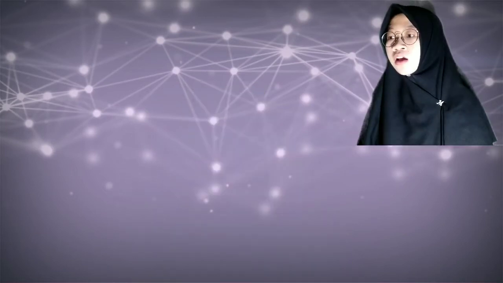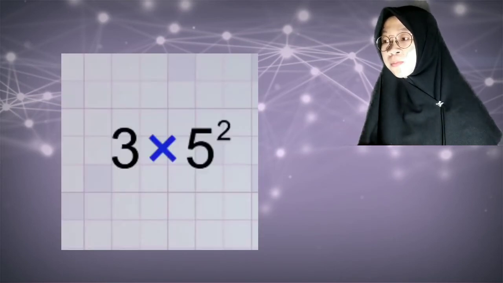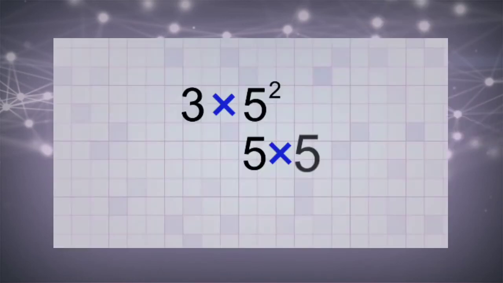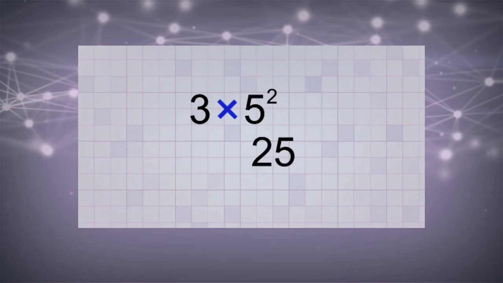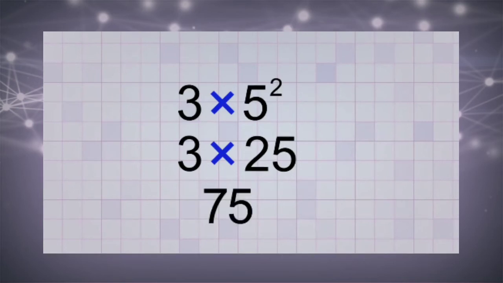So, after we take care of any parentheses, simplifying any exponents becomes the next highest priority. For example, in this problem, we have to simplify the exponent before we can do the other multiplication. The exponent is telling us to multiply 5 together twice. So, 5 times 5 is 25. And after we do that, then we multiply the result by 3. So, 25 times 3 is 75.